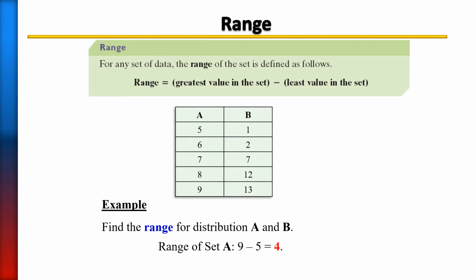Now let's find the range of column B. We take the greatest value in that set, which would be 13. We take the smallest value in that set, which would be 1. 13 take away 1, which means you have a range of 12. Simple. There you have it.